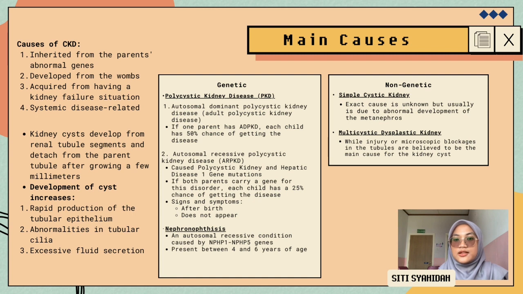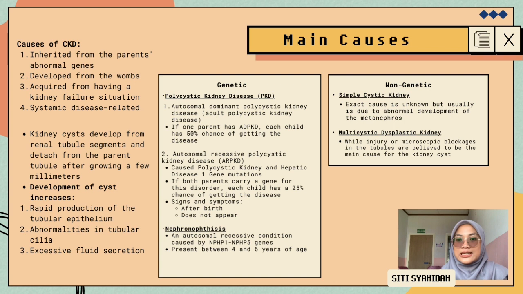The third one is nephronophthisis. Nephronophthisis is an autosomal recessive condition caused by NPHP1 to NPHP5 genes. As for the non-genetic cystic kidney disease, which first is simple cystic kidney.